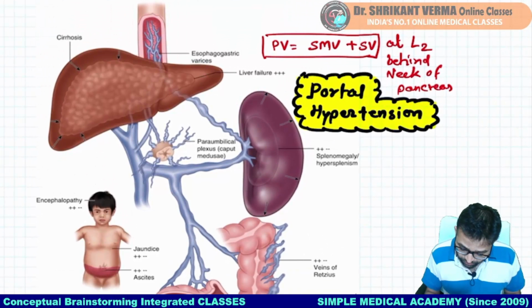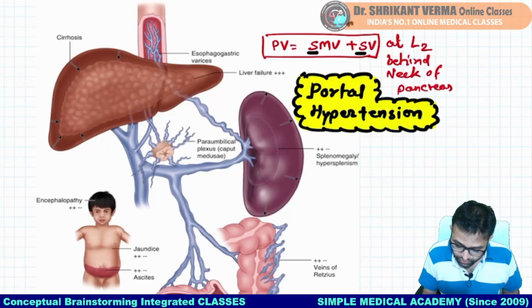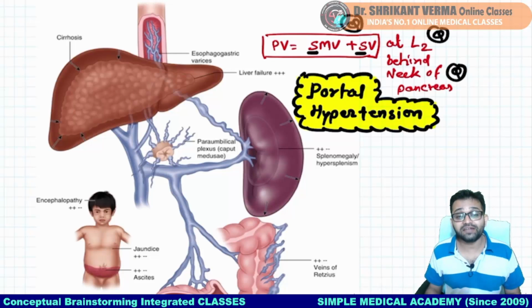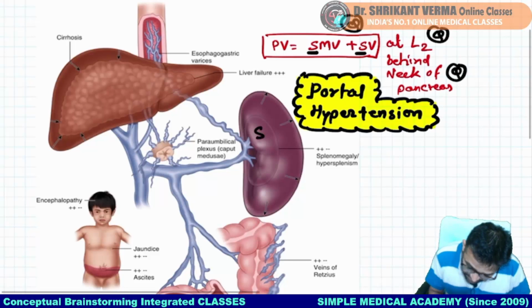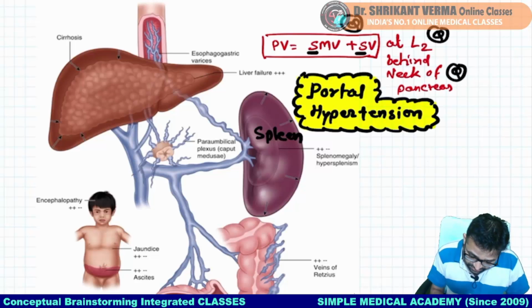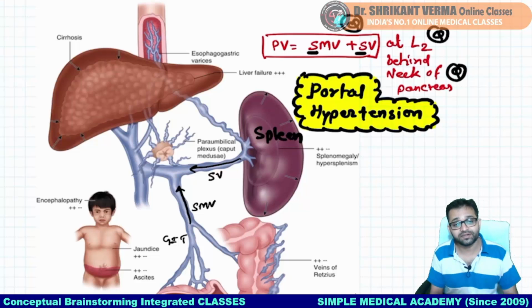And there I told you portal vein is equal to 2s ss. So one MCQ, the vertebral level is another MCQ, and behind the neck of the pancreas is our third MCQ. Here you can see, this is our spleen, and here is our GIT portion. So the splenic vein and the superior mesenteric vein, 2s, are uniting.